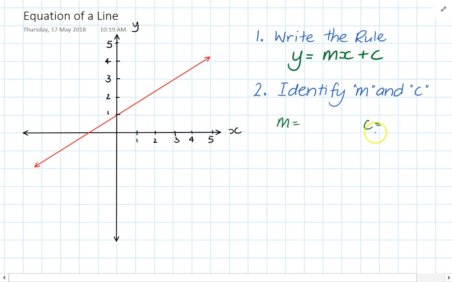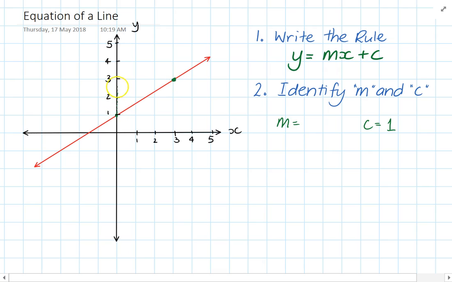So I always start with my c value. So in this case, it's quite easy to observe my c value is equal to 1. M, you choose any 2 points on your line. You can start down here and go to there. You can start here, go to here. Doesn't matter. The trick I like to do is I make sure that I'm on an exact point. So I'm in the corner of my squares. So that way I've got a specific value. So in this case, I'm going to use these 2 points.